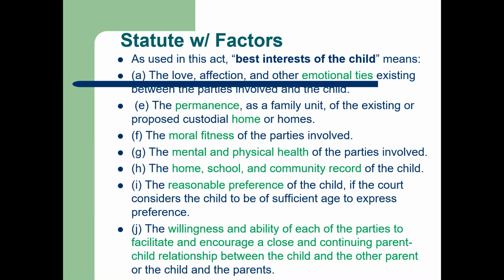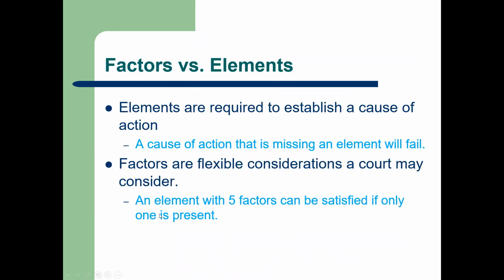So what if a parent has F, G, and J, and that's it? Well, if they're not requirements, these are just flexible considerations the court takes into account when determining what in fact is in the best interest of the child. So remember this, elements are requirements to establish a cause of action exists. If a cause of action is missing an element, that cause of action will fail. Factors, on the other hand, are flexible considerations a court may consider.